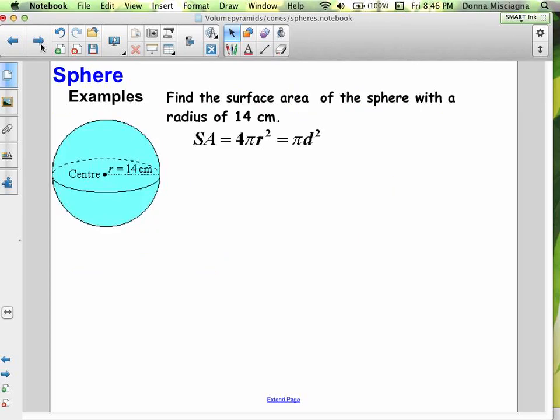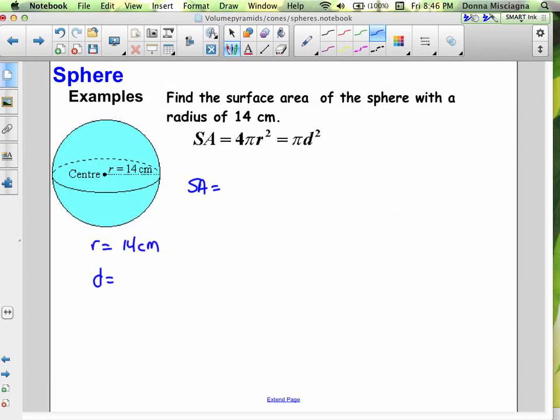So this problem is in your notes. It's at the very top of the page. So we're going to find the surface area of the sphere with a radius of 14 centimeters. And I'm going to use both formulas. So let's identify our radius and diameter. Those are the only dimensions in a sphere. The radius is 14 centimeters. The diameter would be twice the radius, so our diameter is going to be 2 times 14, or 28 centimeters.